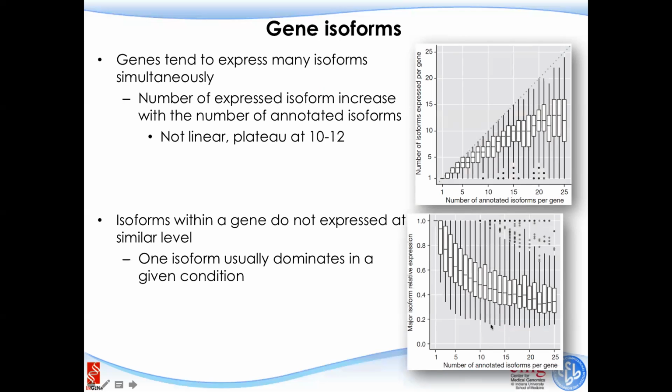And the second figure shows, on the x-axis, the number of annotated isoforms per gene, and the y-axis is the percentage of the isoform with maximal percentage in each cell. That means for each gene, probably with 10 isoforms, we compute the percentage of the expression of the isoform with the highest abundance in that cell.